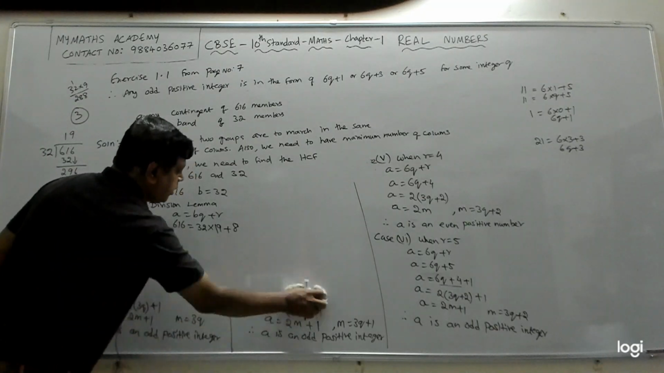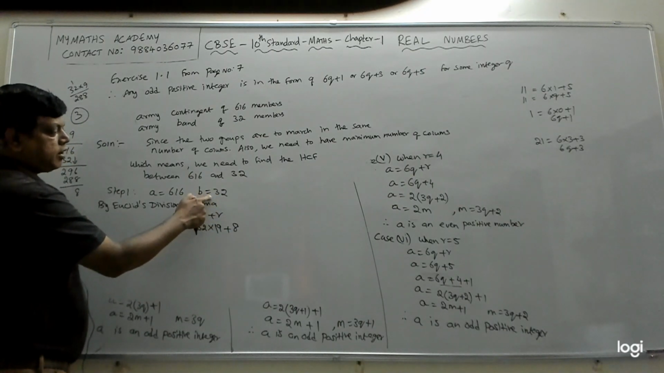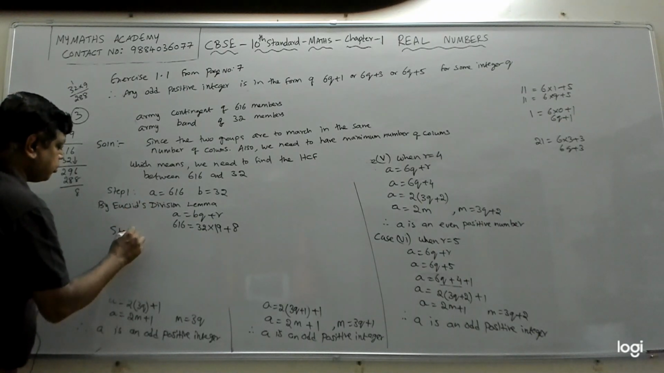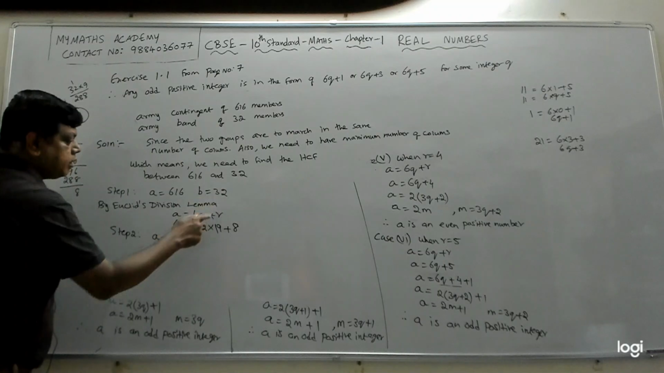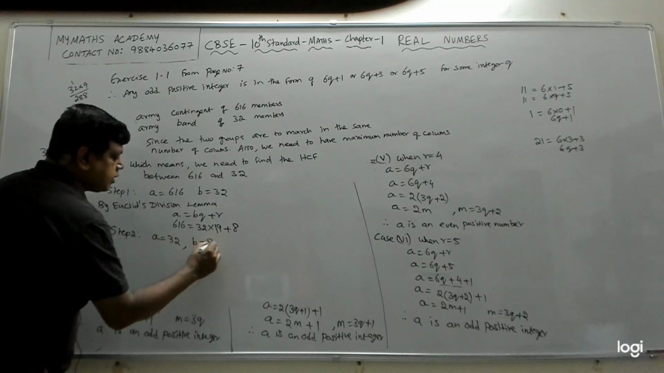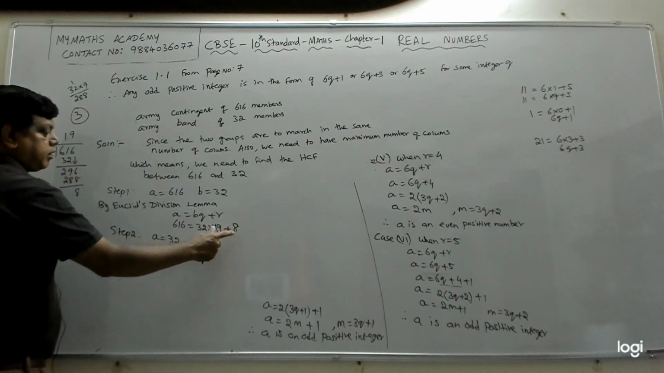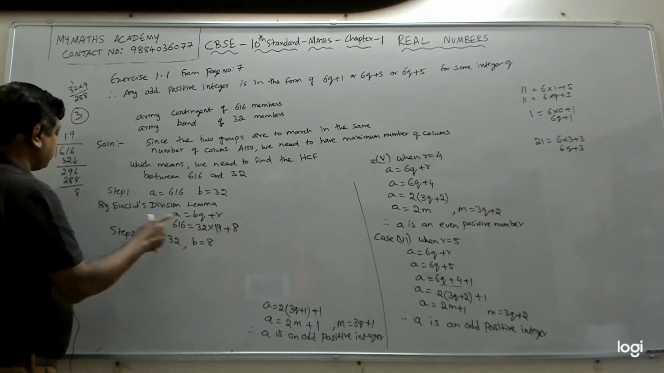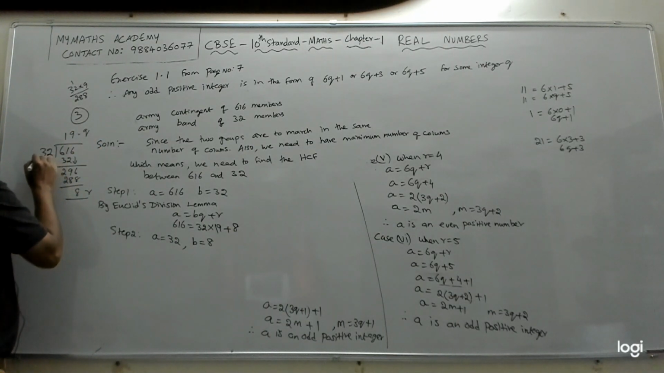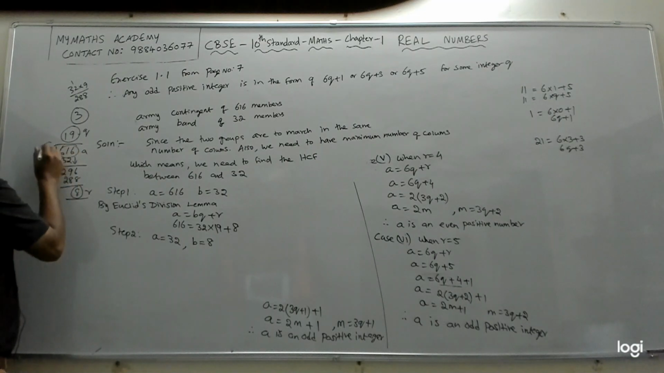Now what is the remainder? The remainder is 8. The remainder is not 0. If the remainder is 0, then B equal to 32 would become the HCF, but it is not 0, so we need to continue to step 2. Step 2: we take A as the B of the previous step, which is 32, and the new B will become the remainder R.